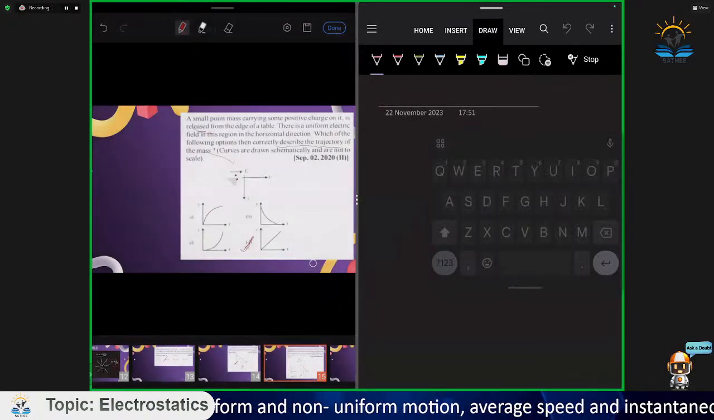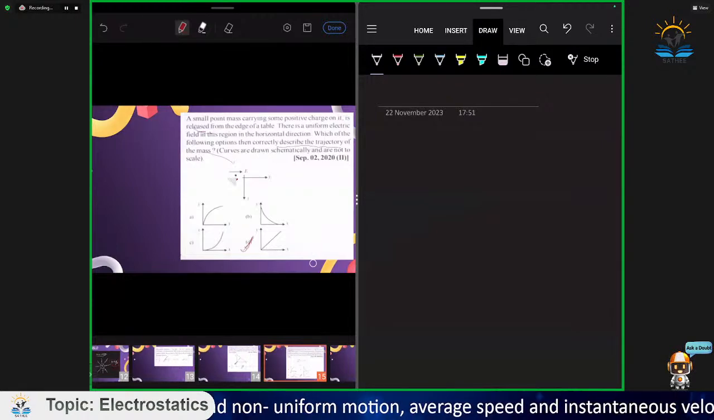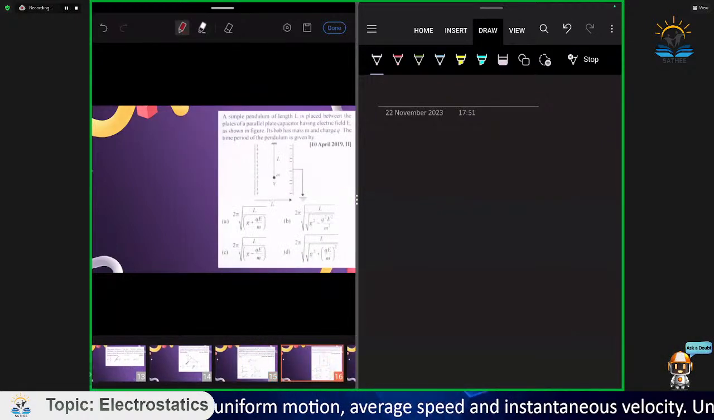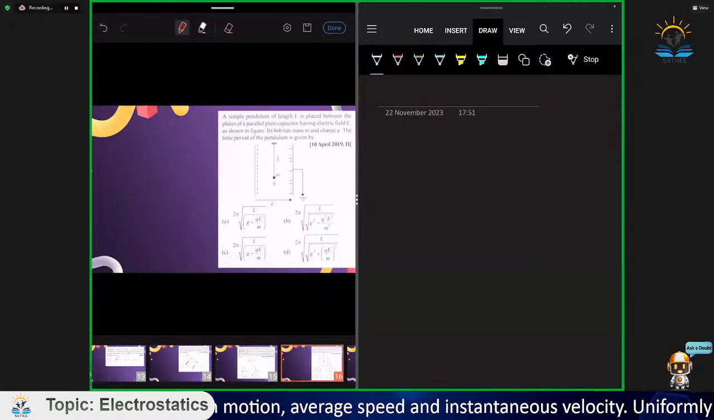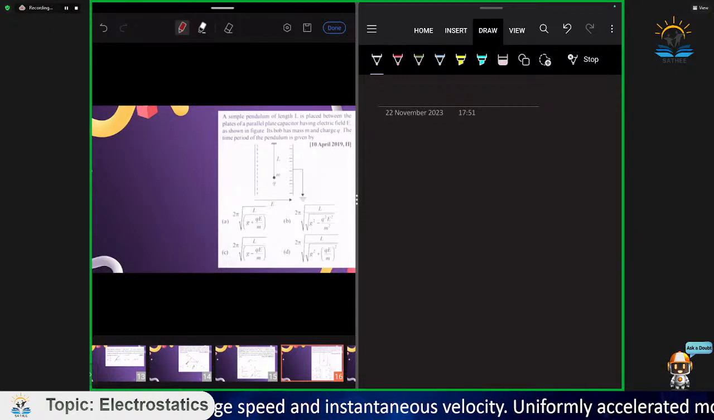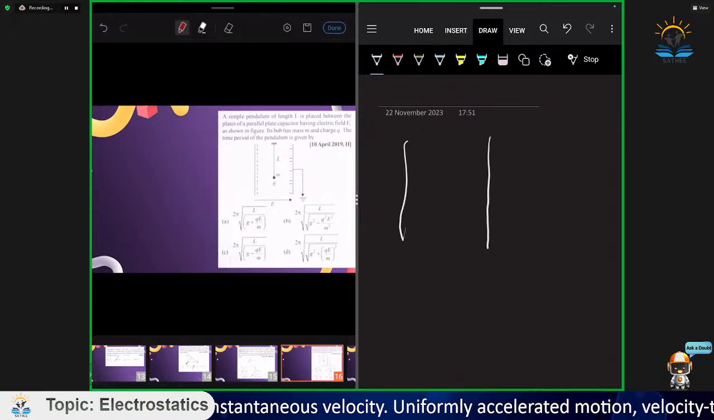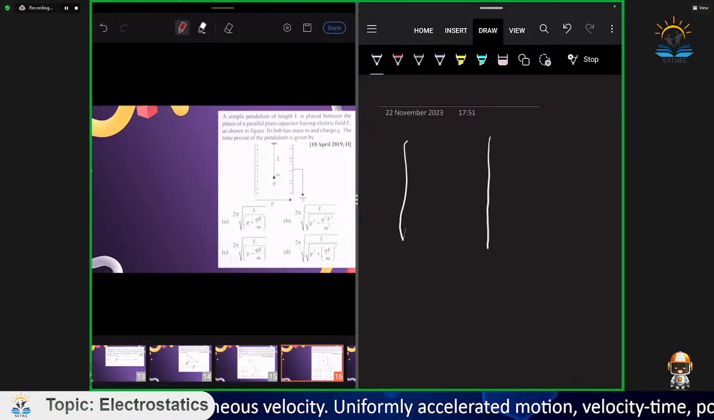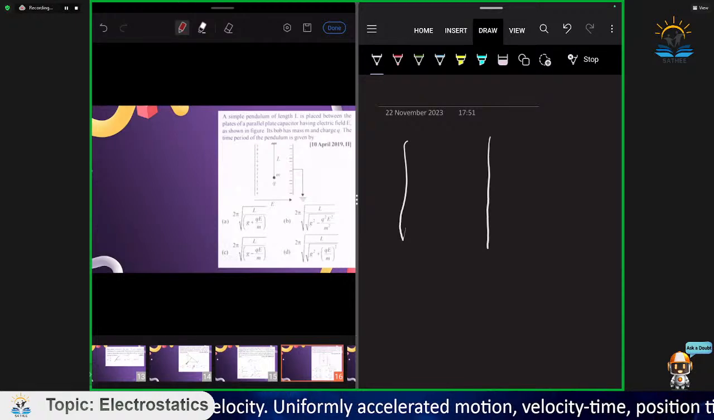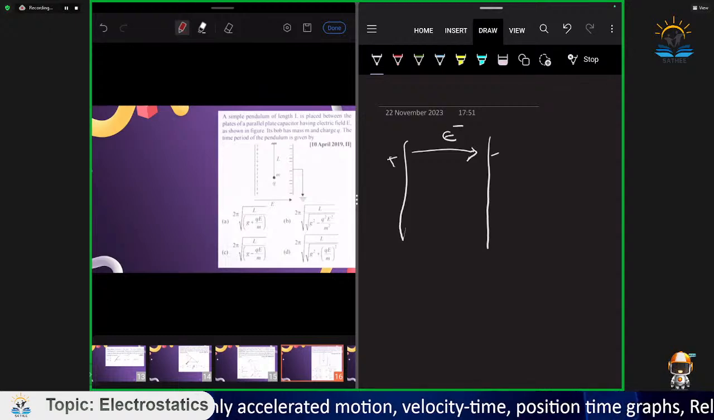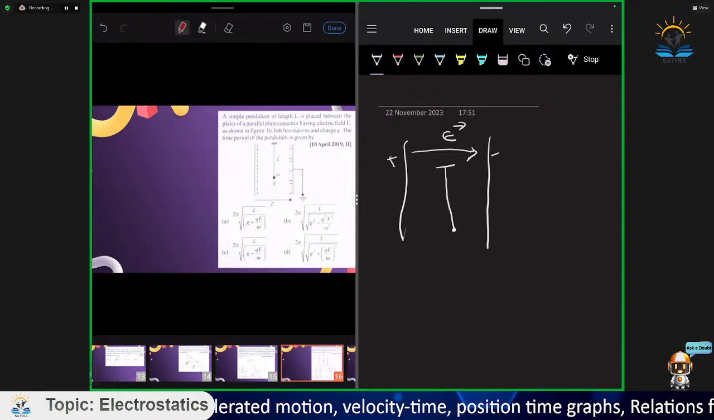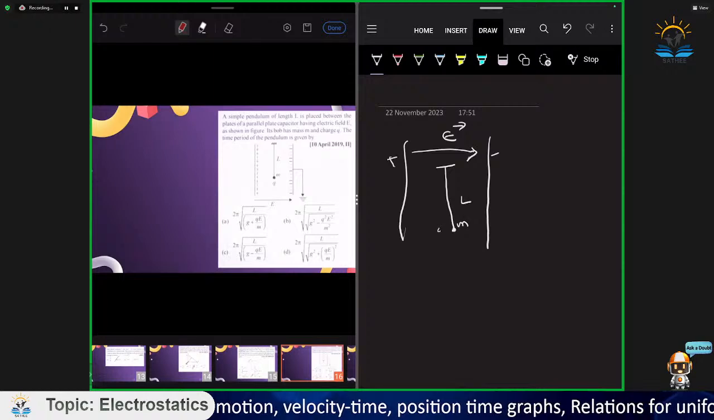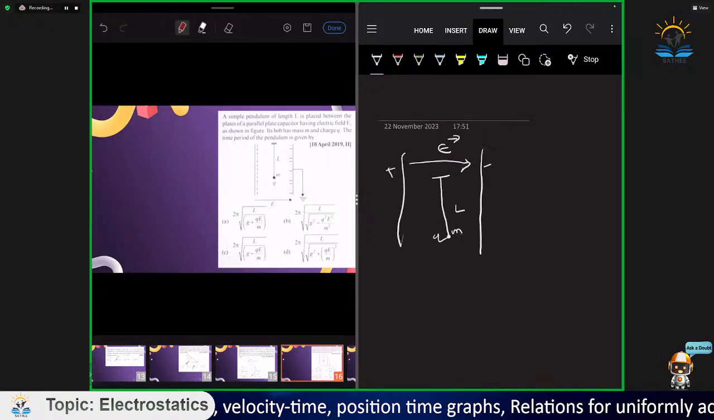Next, the next question. A simple pendulum of length L is placed between the plates of a parallel plate capacitor having electric field E. So this is the direction of the electric field. Okay, and we have a pendulum of length L, mass m, charge q, and we know that.